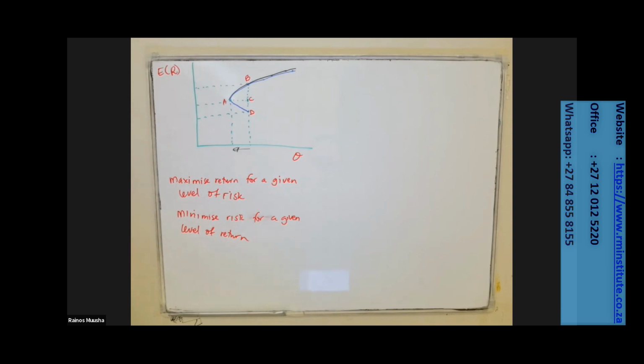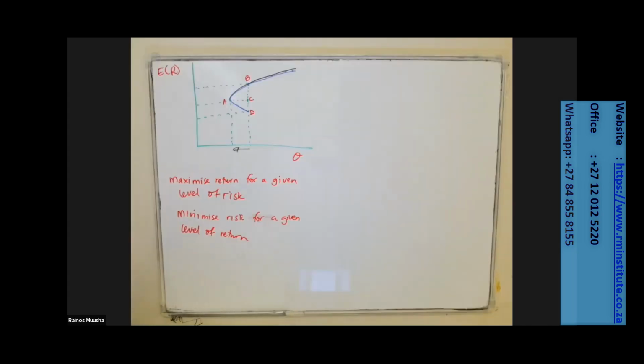Any questions? Rainos? Yes. So point D would not then be on the efficient frontier.